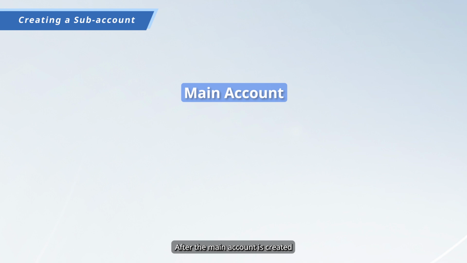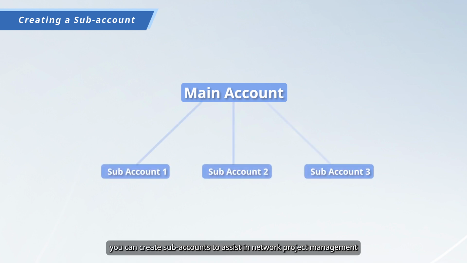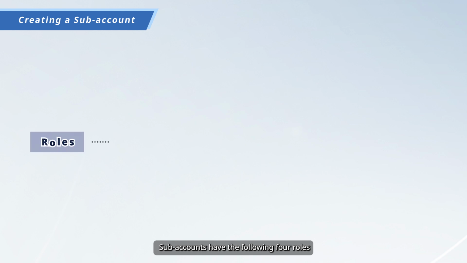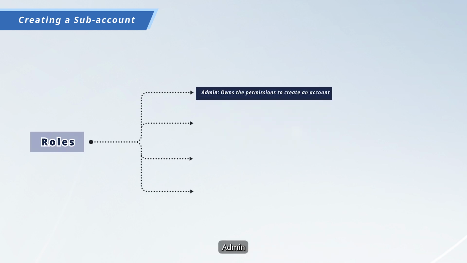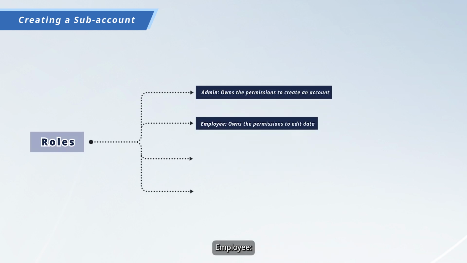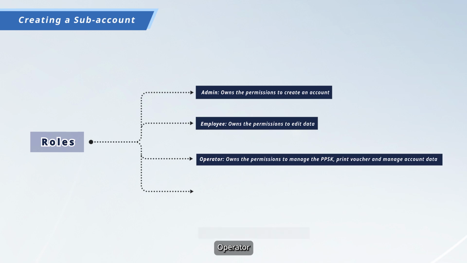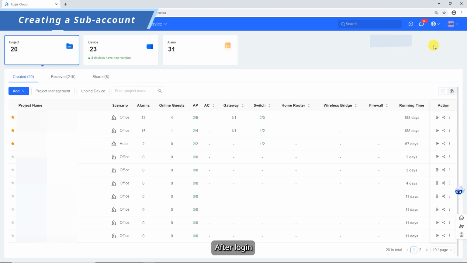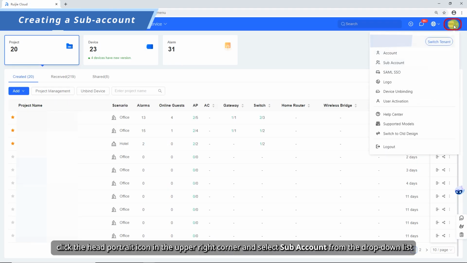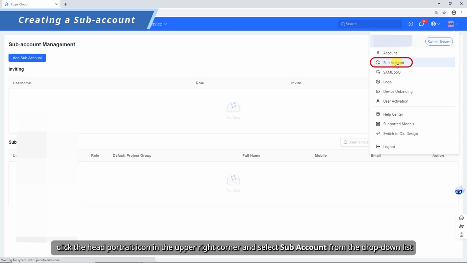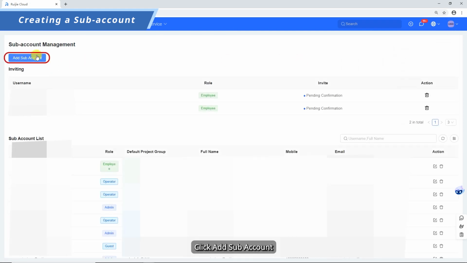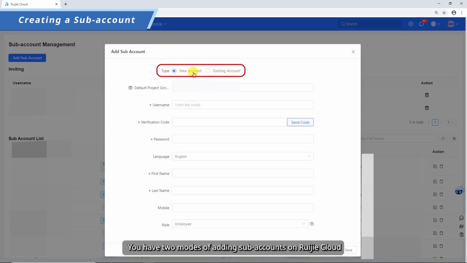After the main account is created, you can create sub-accounts to assist in network project management. Sub-accounts have the following 4 roles: admin, employee, operator, guest. After login, click the head portrait icon in the upper right corner and select sub-account from the drop-down list. Click Add Sub-Account. You have 2 modes of adding sub-accounts on Ruijie Cloud.